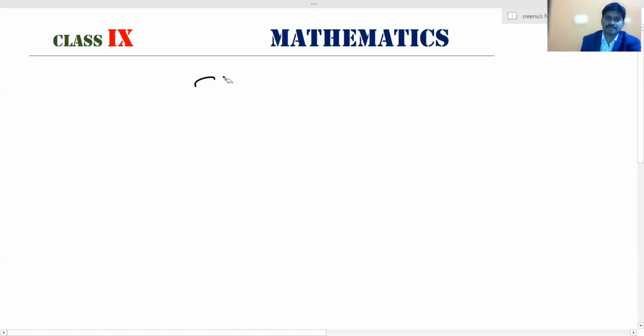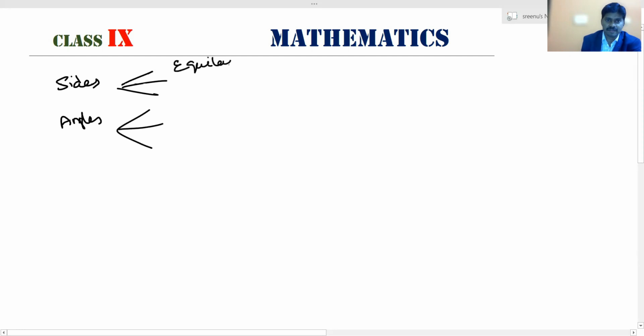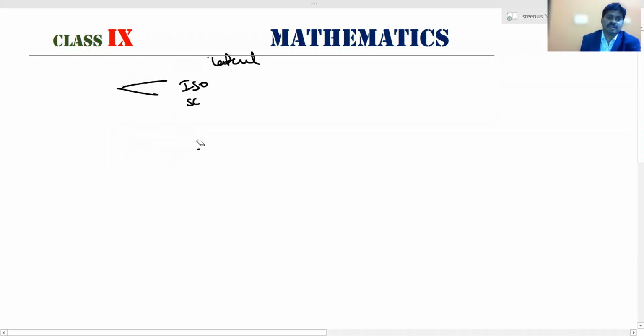And first, let's see some right angle triangle properties. According to sides and according to angles, we do have 6 types, no? According to sides: equilateral, isosceles, scalene. According to angles: right angle, acute, obtuse. So among all this, we will take the right angle triangle.